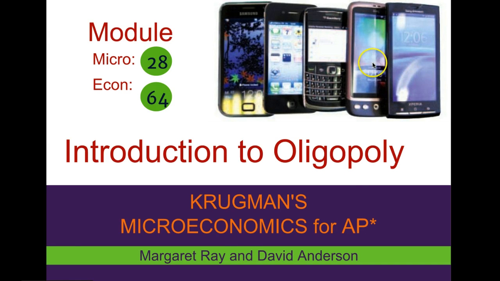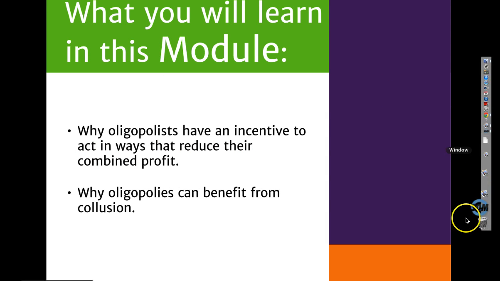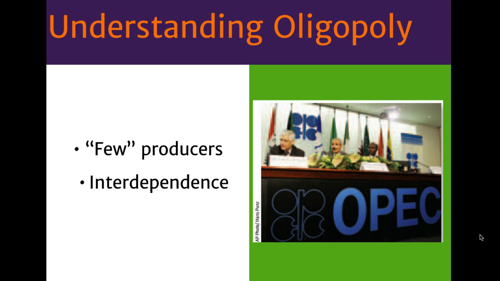So today we're learning about the oligopoly. What we're going to learn: why oligopolists have an incentive to act in ways that reduce their combined profit, and why oligopolies can benefit from the act of collusion, working together with the other members of their industry.